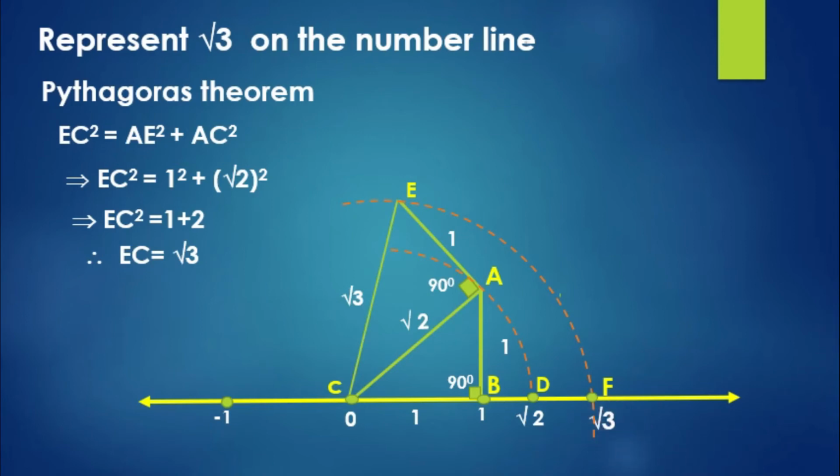Likewise, we can easily represent so many square roots of numbers on the number line, like square root of 5, square root of 6, square root of 7, square root of 8, square root of 9, square root of 10, and so on. It is called spiral method. Let us see same in the diagram.